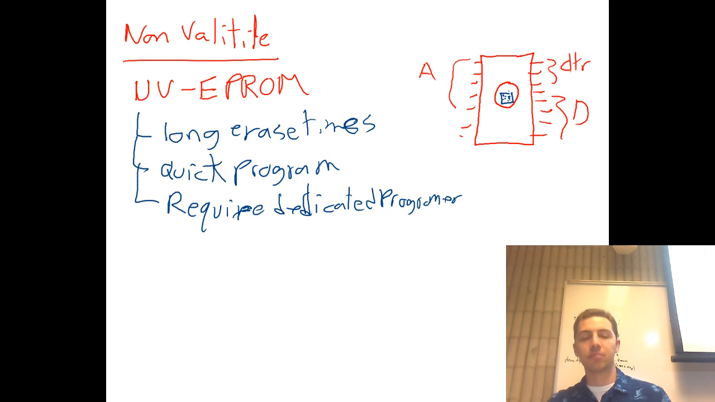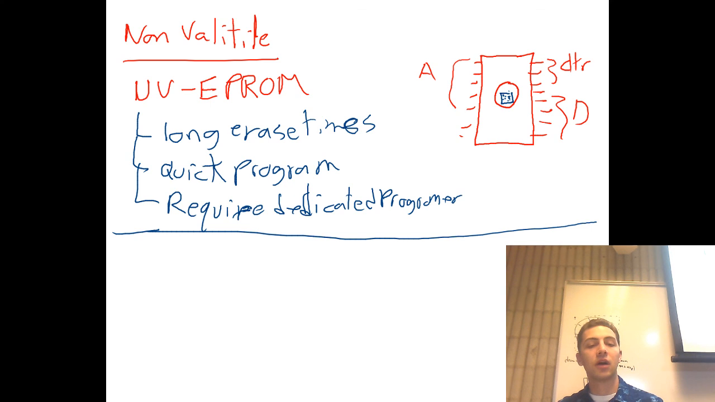So it was supplanted by more technology. So the next type of technology I want to talk about is EEPROM. By the way, UV stood for ultraviolet erasable programmable read-only memory. So you used a special programmer to program it, UV light to erase it, but after that it was read-only. Once you put it in circuit, it was read-only memory.